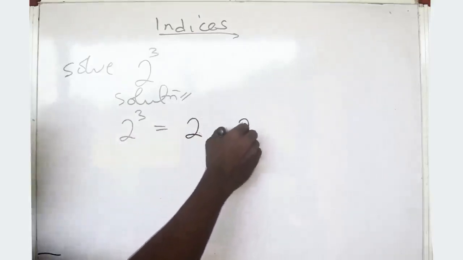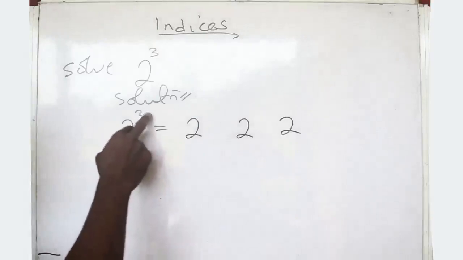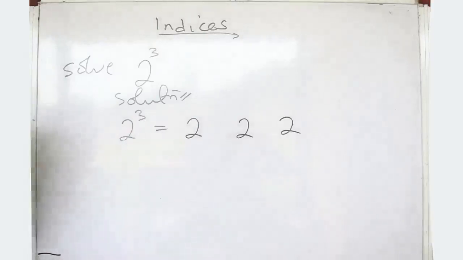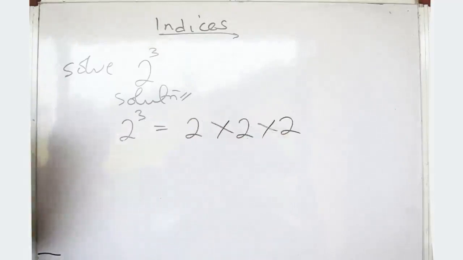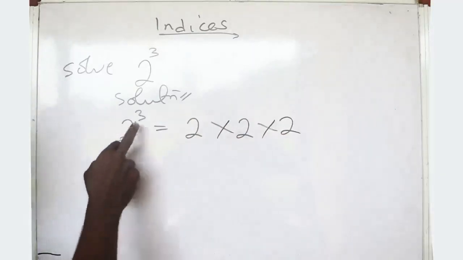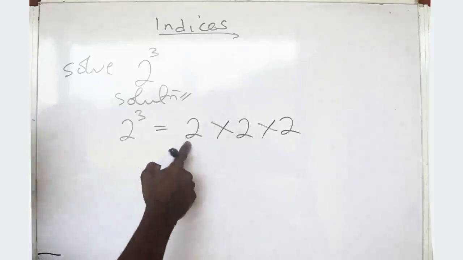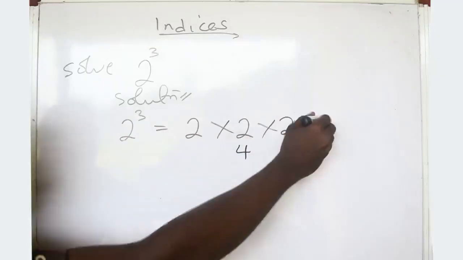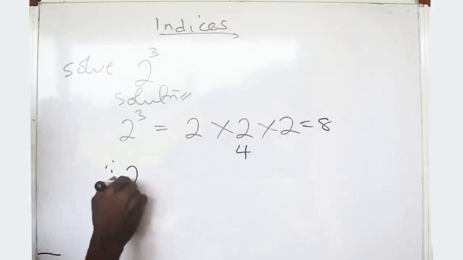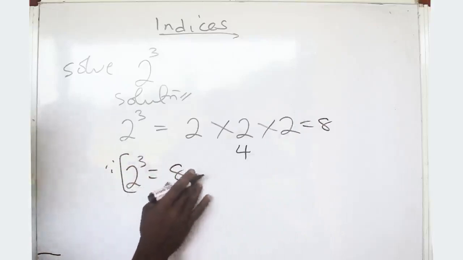Write 2, write 2, write 2. So these are the bases. It says repeat the base 3 times, and when you repeat it, make sure multiplication goes in between. So 2 times 2 is 4. 4 times 2 will give us 8. Therefore, 2 raised to the power 3 is 8.